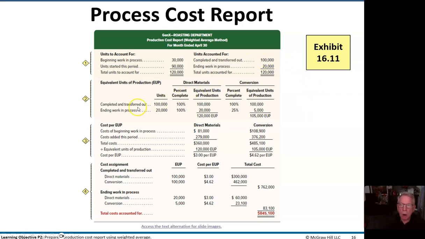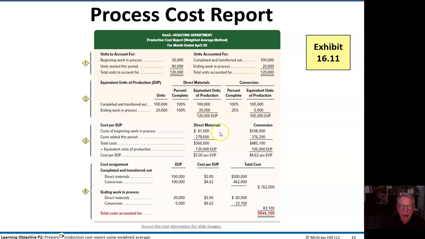Okay, then we completed our equivalent units of production in step 2, where we completed and transferred out 100,000 units of direct material here, and our ending work in process of 20,000 units of direct materials. So our equivalent units of production for direct materials, you'll remember, was 120,000. But in conversion costs, that percent complete is 100% for that which we've transferred out, but only 25% for our ending work in process. And we multiply that 25% times the 20,000 units here, and our equivalent units of production is 5,000 units.